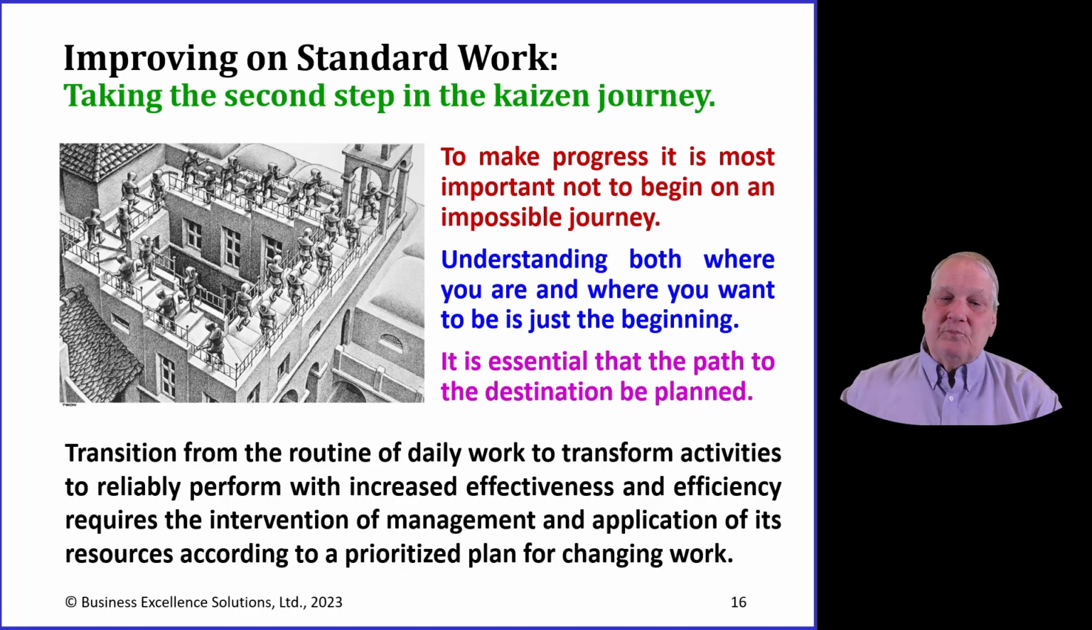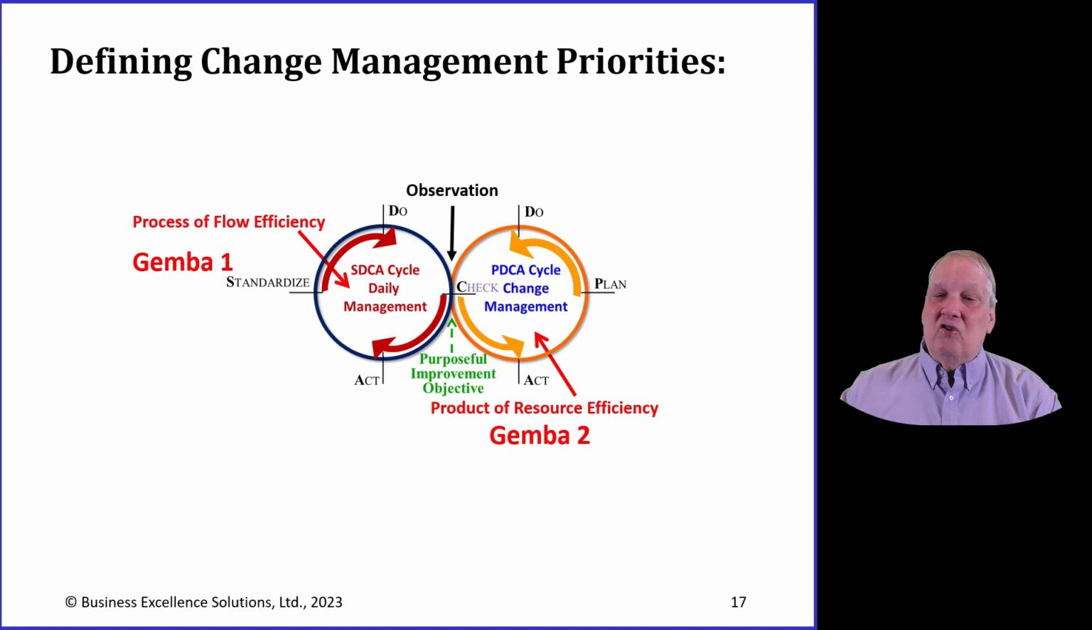And transition from daily work to transformation activities that reliably perform increased effectiveness requires the intervention of management. Management has to come in and provide resources. It has to allocate funds for making change happen, and it has to integrate these works in IT systems and so forth, and that means a prioritized plan for how we're going to change work.